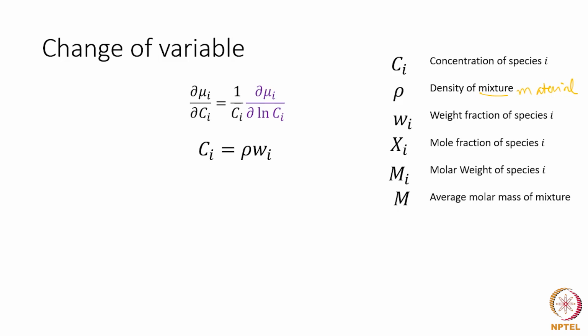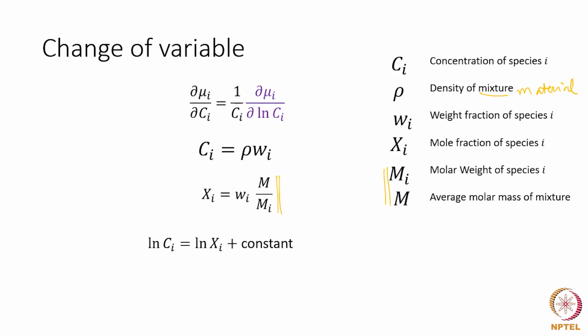And we know already that Ci is the mass concentration of species I, and that can be related with the density rho and the weight fraction of species I, straightforward. And the mole fraction of species I can be related to the weight fraction by using these quantities M and Mi, which are basically the average molar mass and the molar weight of species I.